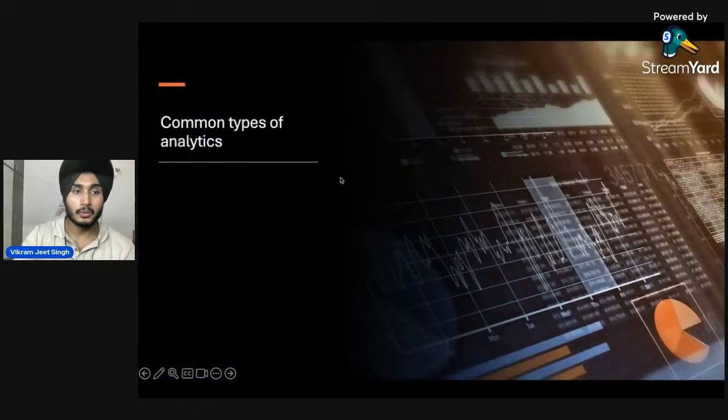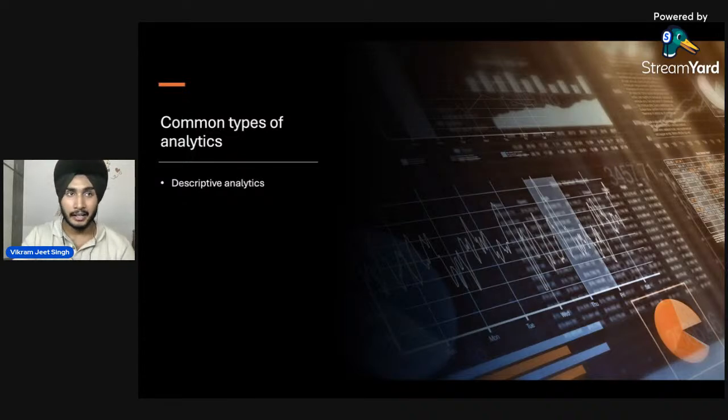So the common types of analytics which we have, first is descriptive analytics. Descriptive analytics focuses on summarizing historical data to understand what has happened in the data in the past or in the recent time, and this includes making reports and dashboards and data visualization.